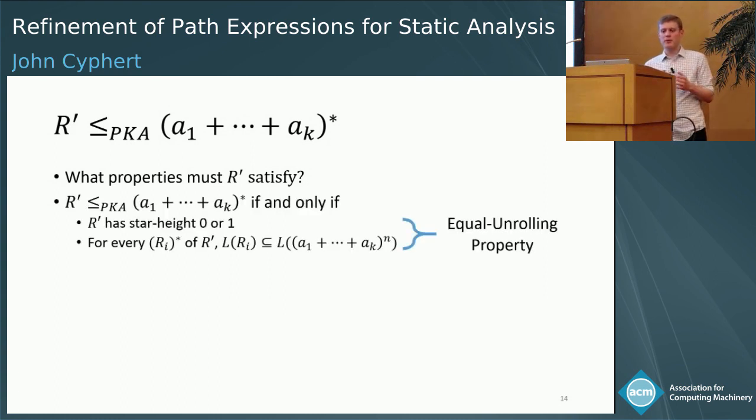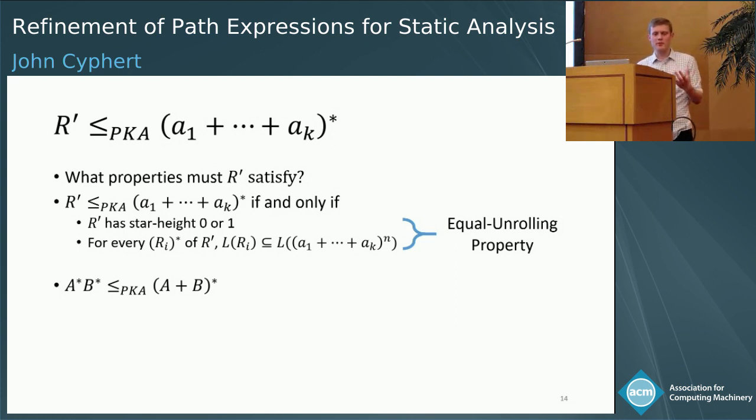What we show in the paper is that R prime has to satisfy what we call the equal unrolling property, which essentially means that R prime has star height 0 or 1, and for every substar of R prime, that star body, when interpreted as a language, has to consist of A1 plus through AK unrolled some equal number of times.